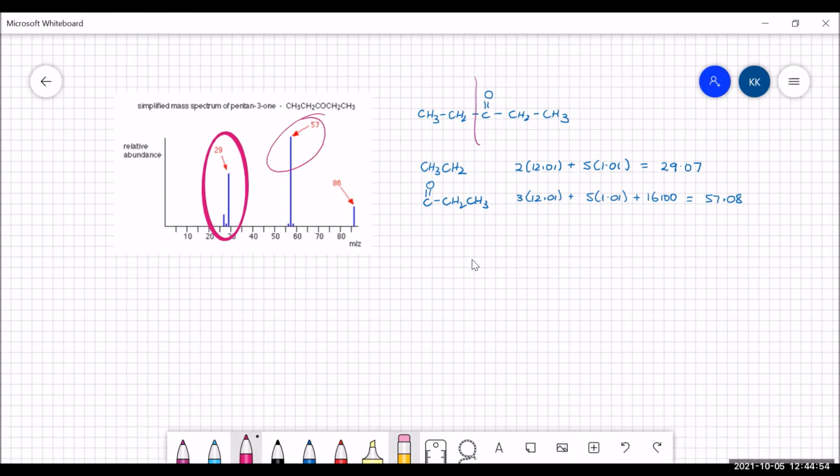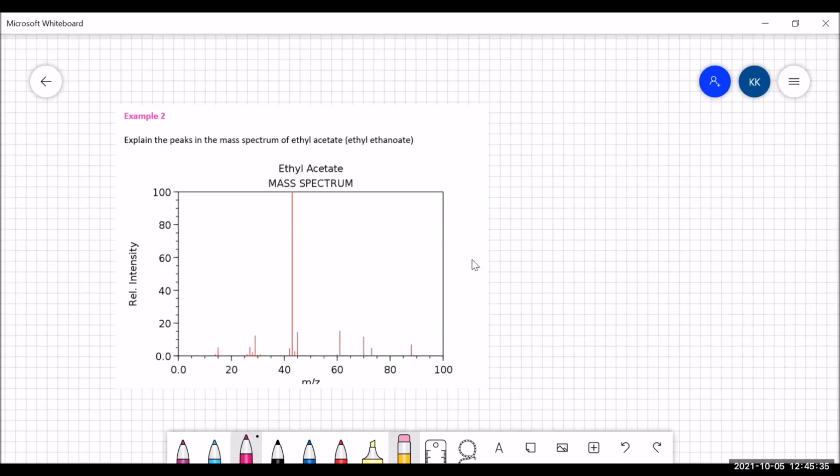So you can see that the 2 different isomers produce different fragments for the same molecular ion peak, which allows us to identify which of those 2 isomers we have. Your turn now. I want you to pause the video and try and explain the peaks that are observed in this mass spectrum of ethyl ethanoate. We'll be back with the answer in a minute.